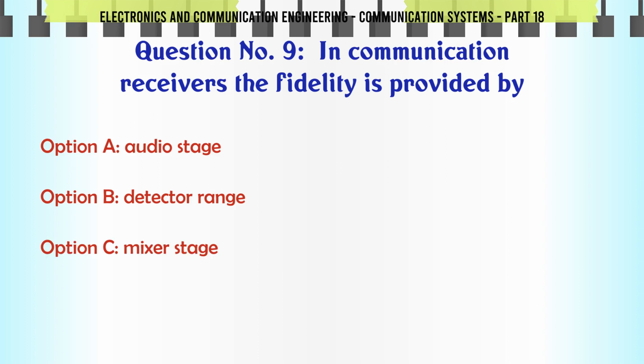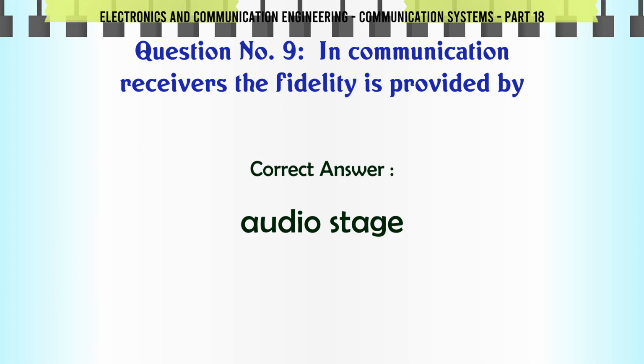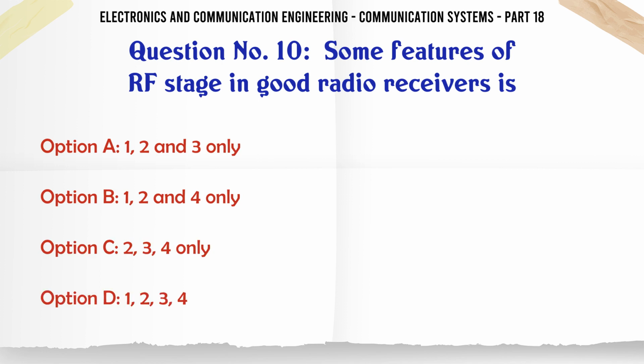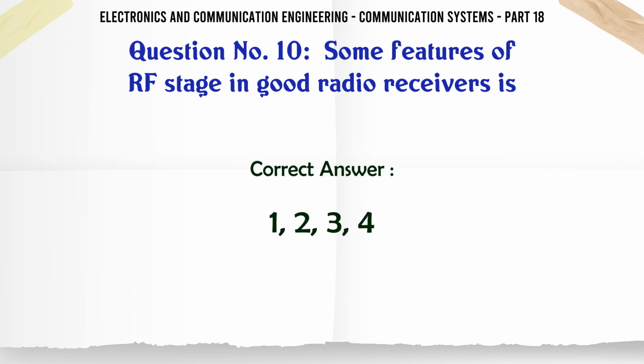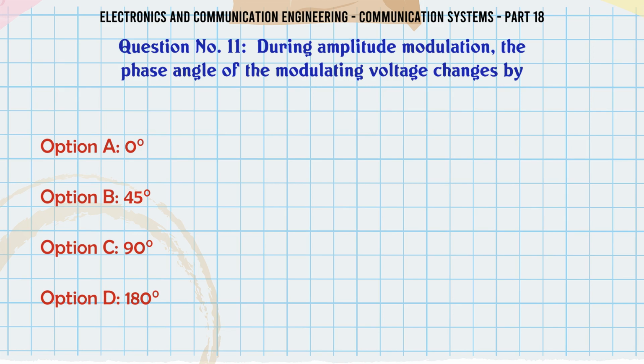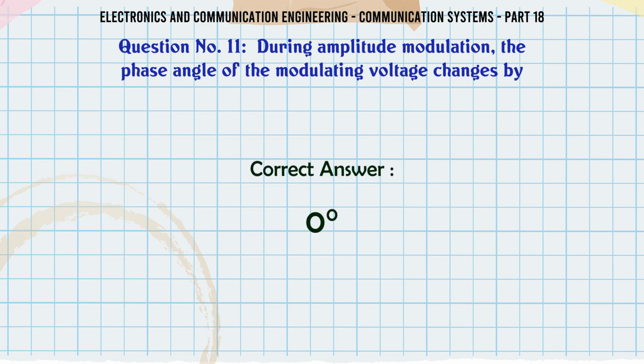In communication receivers, the fidelity is provided by A. Audio stage, B. Detector stage, C. Mixer stage, D. All of the above. The correct answer is audio stage. Some features of RF stage in good radio receivers are A. 1, 2 and 3 only, B. 1, 2 and 4 only, C. 2, 3, 4 only, D. 1, 2, 3, 4. The correct answer is 1, 2, 3, 4. During amplitude modulation, the phase angle of the modulating voltage changes by A. 0, B. 45, C. 90, D. 180. The correct answer is 0.